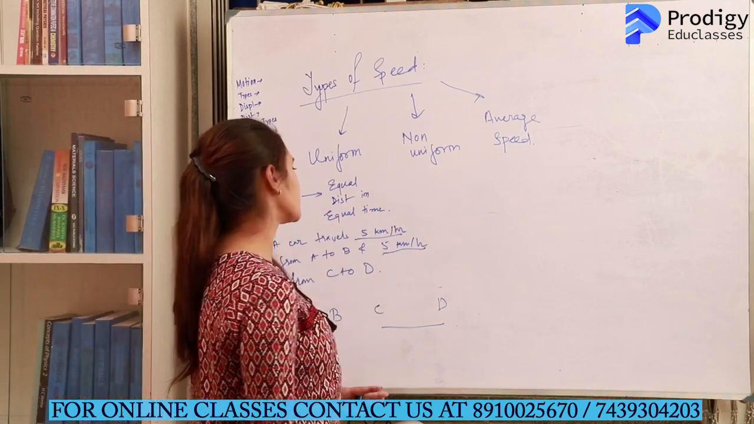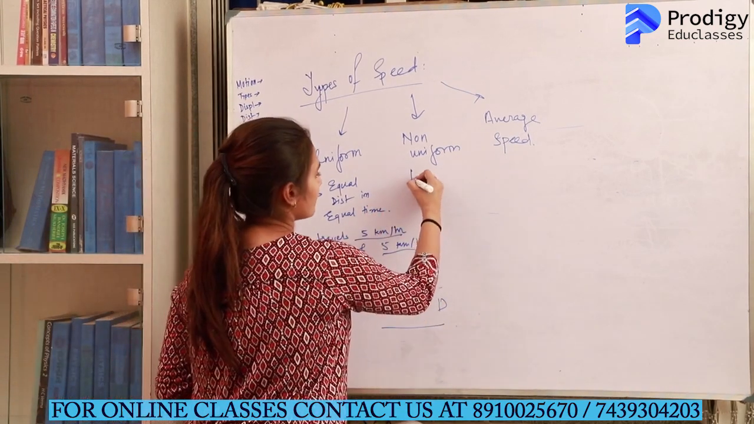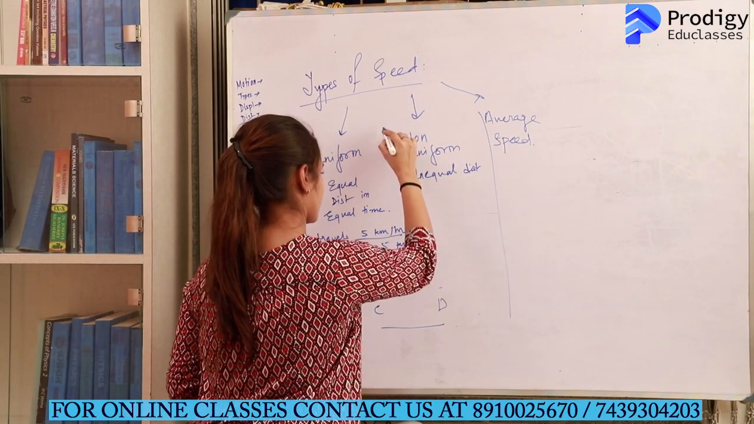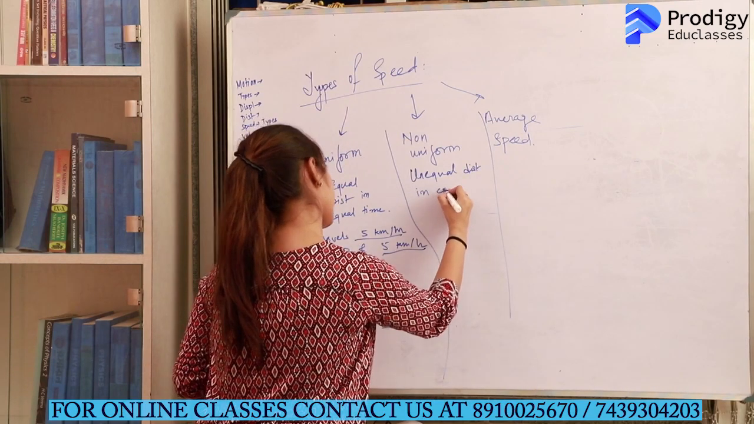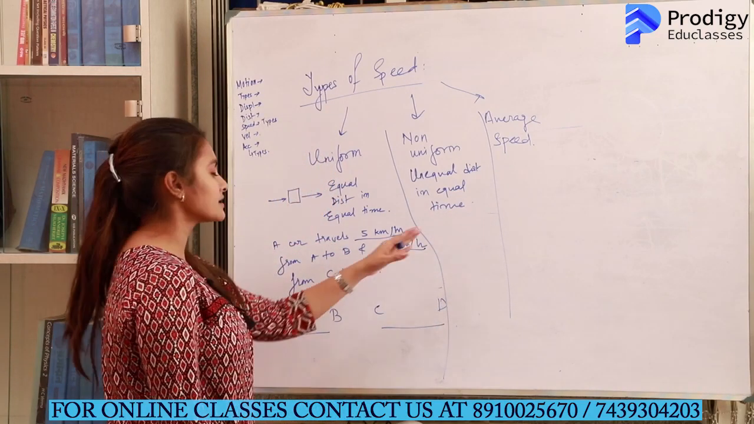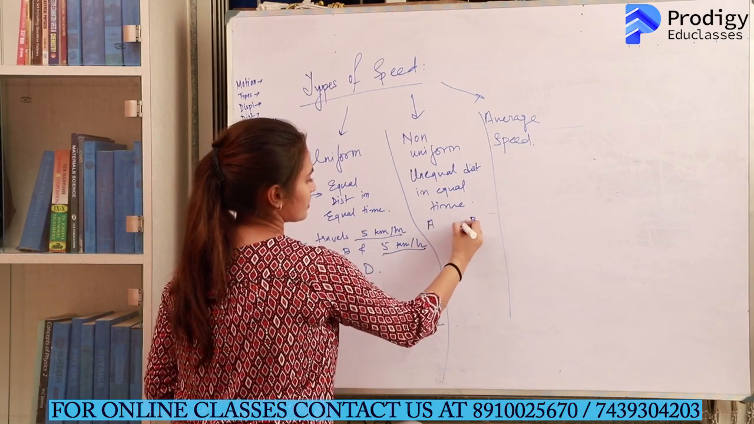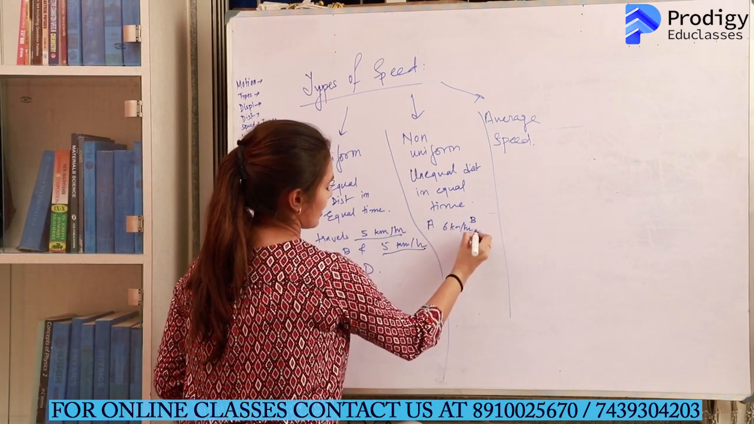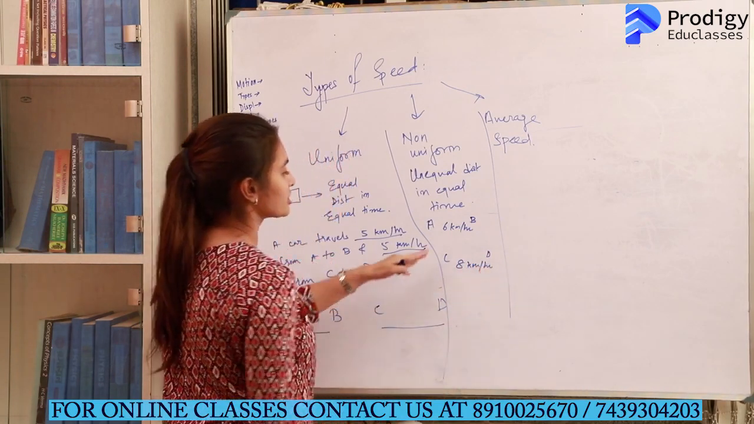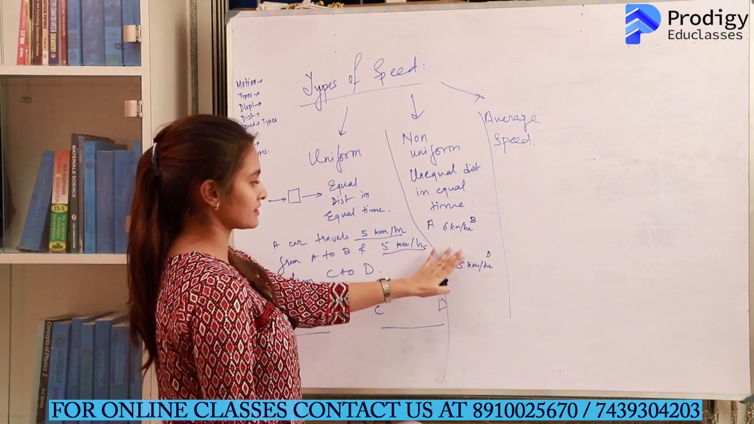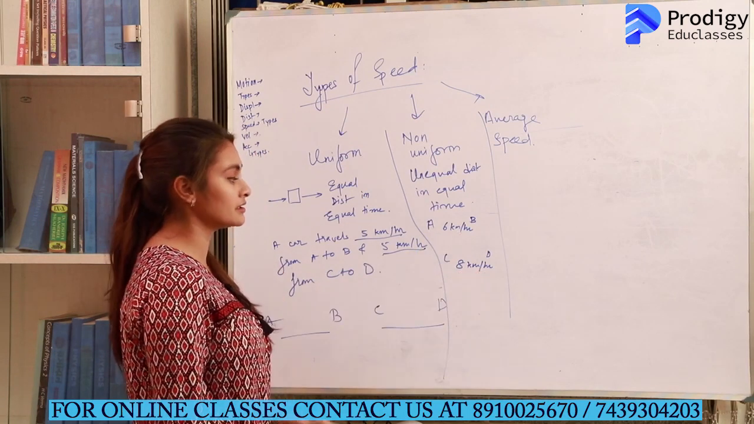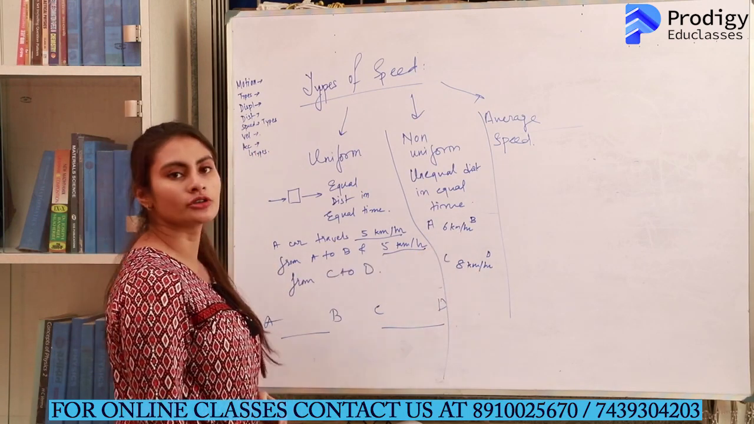If I go to non-uniform speed, in case of non-uniform speed, it will cover unequal distances in equal time. Okay, the distance becomes unequal, the time doesn't become unequal. So in this case, if I say that the car travels A to B at 6 km per hour, and again from C to D 8 km per hour. So it is very much evident from the facts that it travels at a certain speed from A to B, and again from C to D it travels at another speed. So here we can see that it is non-uniform.